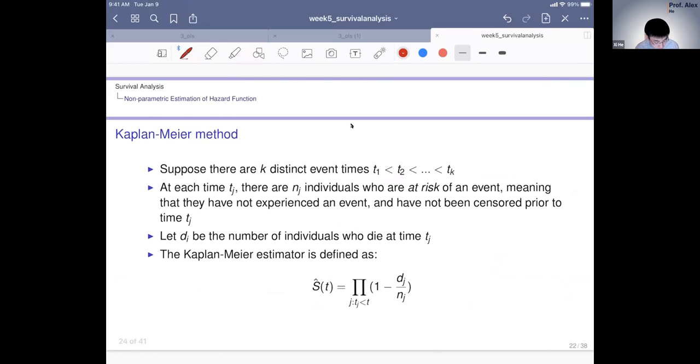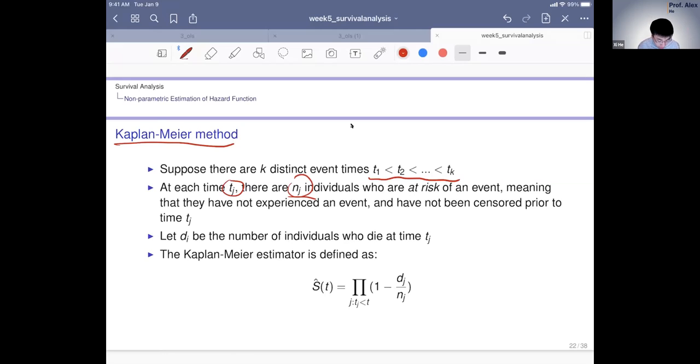Then the second one is called the Kaplan-Meier method. It's a little bit different in the sense that we're not doing the intervals here, but we're just taking the event times. So these are the times that somebody has quit or somebody has died, okay? And at each time, you can calculate how many individuals are at risk at that time, so they can die at that time. Everyone that is already censored or has already died before does not enter this N.